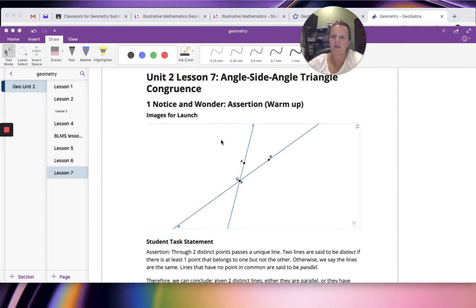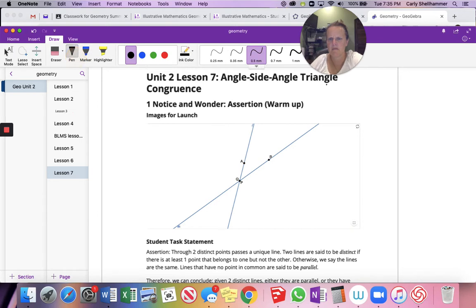In lesson 7, we're actually going to talk about the angle side angle triangle theorem. So angle side angle, which we've done before, and here we're talking where our side is included in between the two angles. I introduced all of these theorems to you, I believe, back in lesson 5, but in lesson 7, we're actually going to practice with them a little bit.